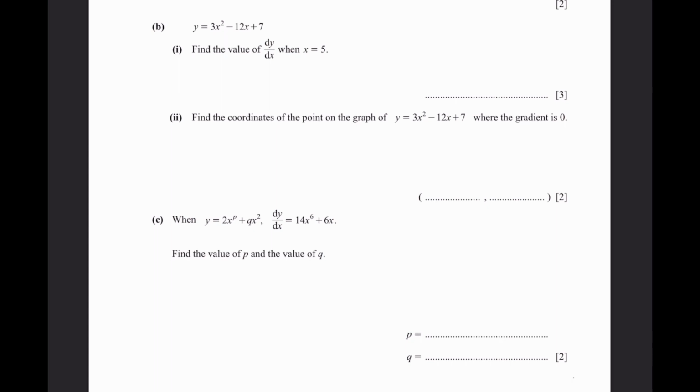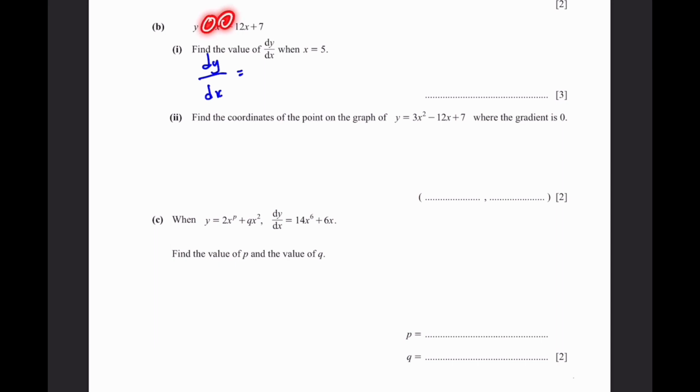B. y equals 3x squared minus 12x plus 7. 1. Find the value of dy by dx when x is equal to 5. So we first find dy by dx. This is the derivative. To do this, we have to subtract 1 from the power and then multiply the coefficient with the power. That becomes a coefficient.